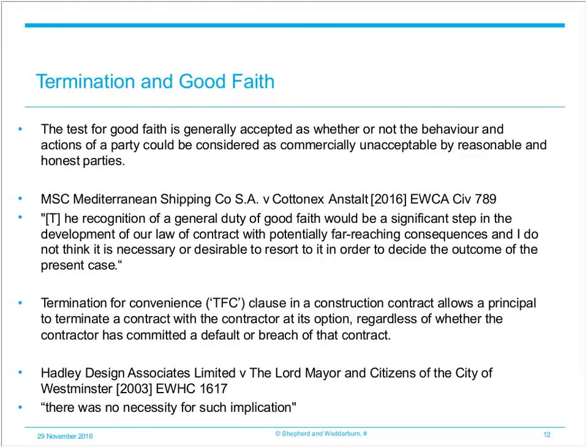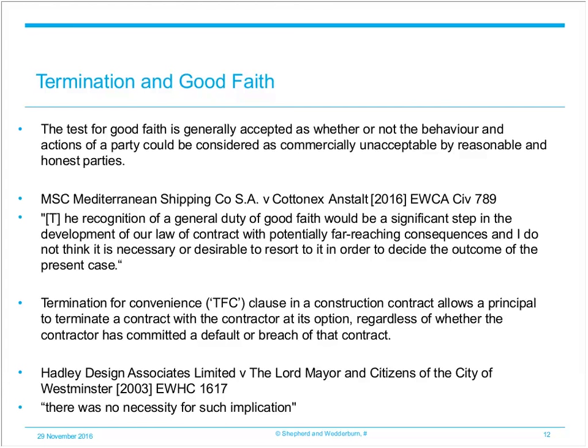An example of this can be seen in Hadley Design Associates against the Lord Mayor and citizens of the City of Westminster from 2003, where the owner intended to use another contractor to complete the works on termination. Hadley Design argued that the termination was therefore in bad faith and that it was an implied term of the contract that any termination must be carried out in good faith. Nevertheless, Judge Richard Seymour QC found there was no necessity for such implication in the contract, and therefore that a duty to act in good faith would not be implied.